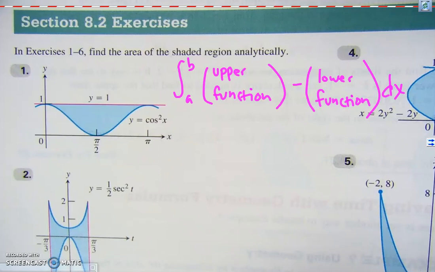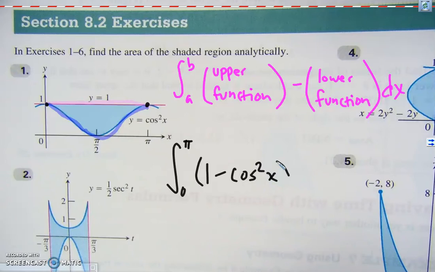So in this case, my upper function happens to be just y equals 1, and the lower function happens to be cosine squared x. And notice that it's going from 0 to pi. So hopefully your setup was the integral from 0 to pi of 1 minus cosine squared x dx. Okay, so that's the setup.